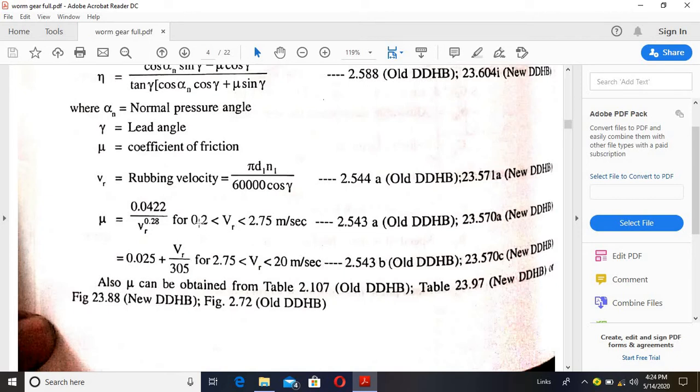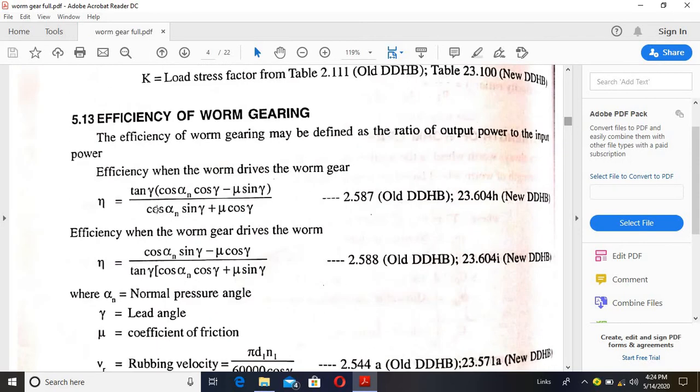When Vr is greater than 0.2 and less than 2.75, we take this value of mu. If Vr is greater than 2.75 and less than 20 meters per second, then this is the formula we are using. So depending upon the Vr we get, we take the formulas of mu, the coefficient of friction. Once you calculate mu and substitute, then we calculate the efficiency. So these are the formulas to calculate efficiency.